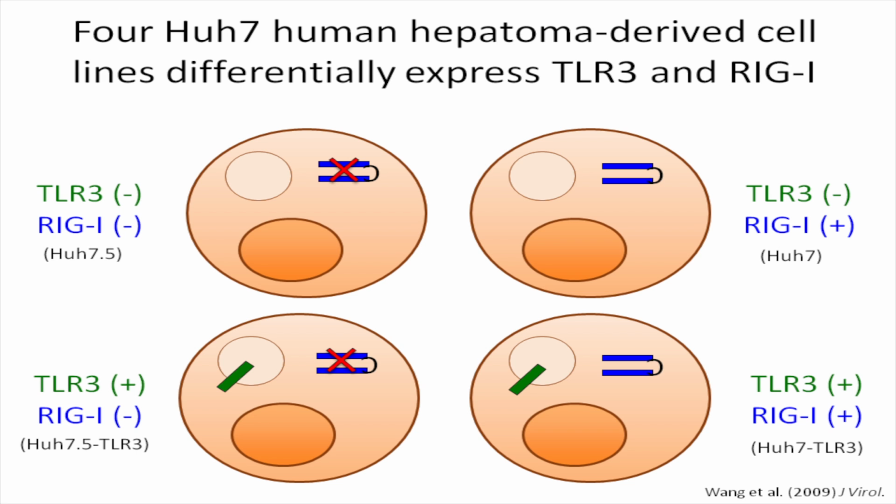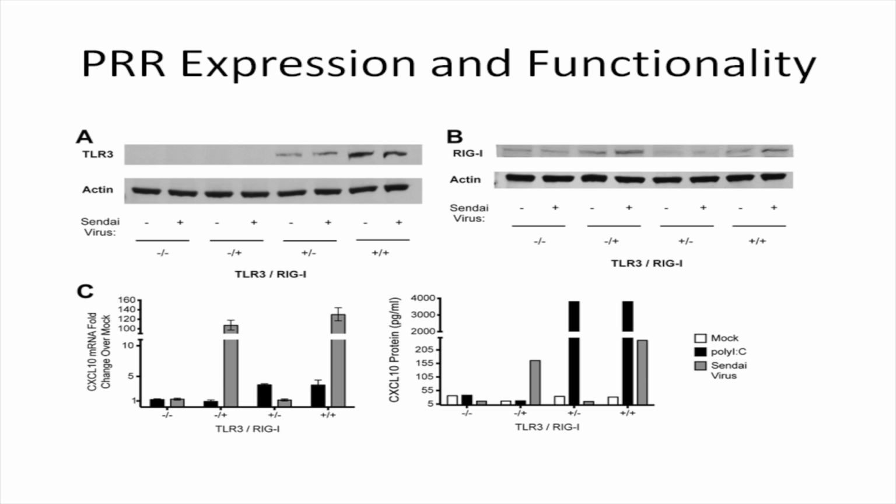The first thing we did was confirm expression and functionality of these receptors. On the bottom here is the TLR3 and RIG-I status, from double negative to double positive. You can see that TLR3 is expressed appropriately where it should be, and on the right, you can see that RIG-I is expressed. As I mentioned, in the mutant RIG-I cell lines, the protein is expressed but non-functional. So that's why you see RIG-I in pretty much every lane.